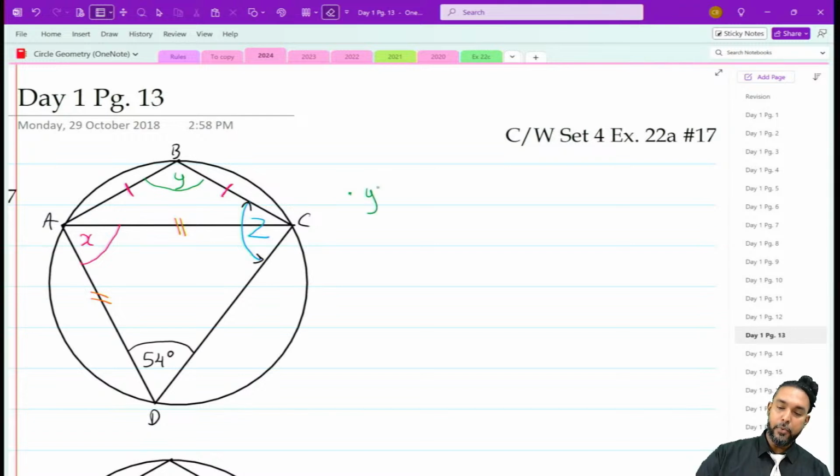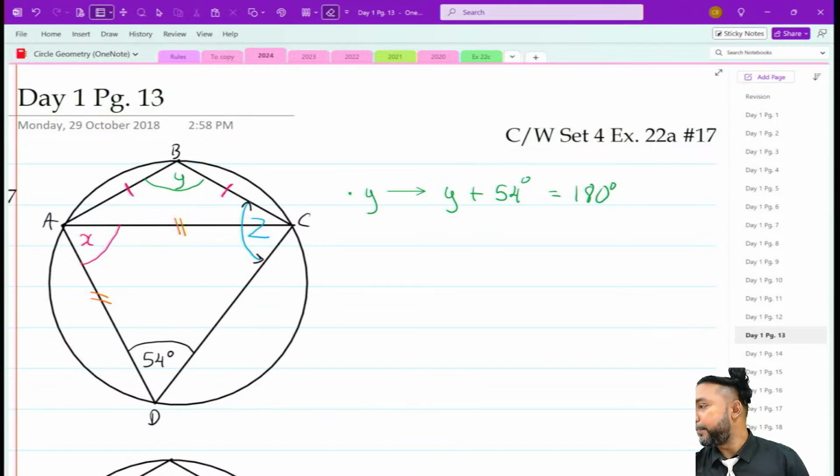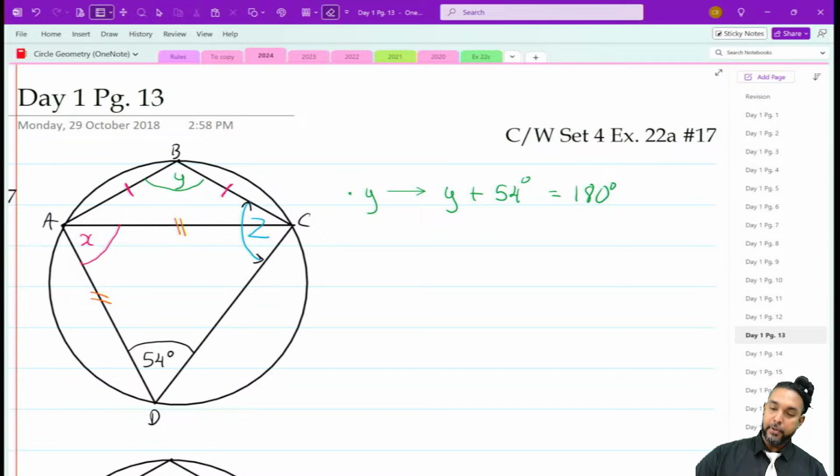For angle Y, because we know that Y plus 54 is 180, we could literally say that Y plus 54 degrees is equal to 180 degrees. Now to find Y, all we have to do is subtract 54 from both sides. So we can say therefore Y is equal to 180 minus 54, which is equal to 126 degrees.